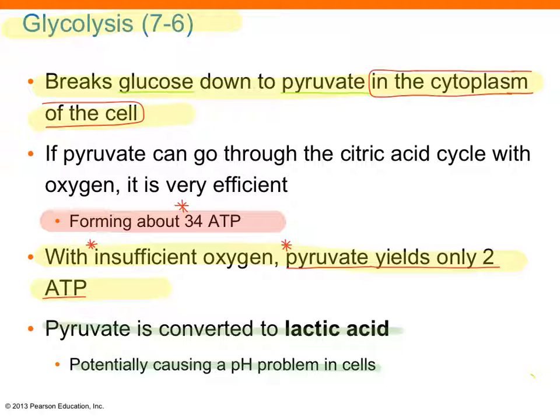Glycolysis happens in the cytoplasm of the cell. Glycolysis breaks glucose down into pyruvate. With the citric acid cycle, or the Krebs cycle, we form about 34 ATP. With insufficient oxygen, pyruvate only yields 2 ATP. Pyruvate is converted to lactic acid, and that can potentially cause a pH problem in cells, muscle burning, and sometimes muscular soreness, and eventually the muscles will stop contracting.